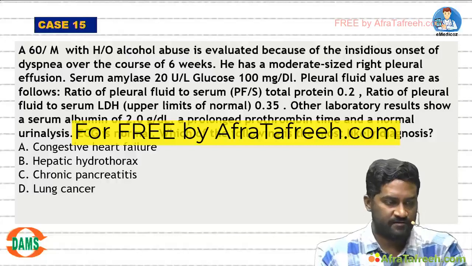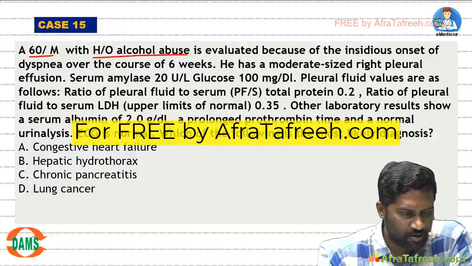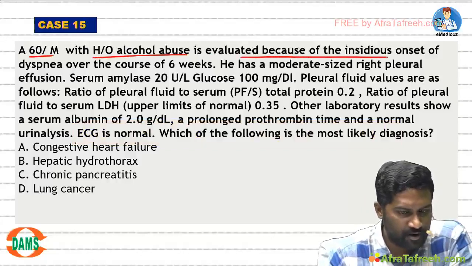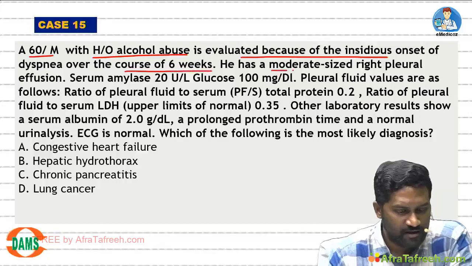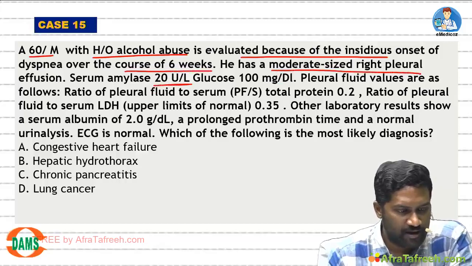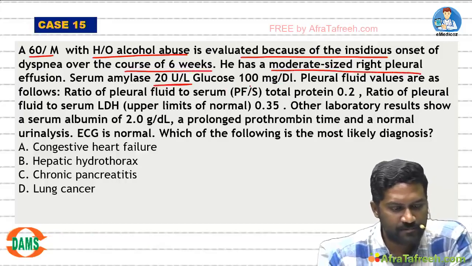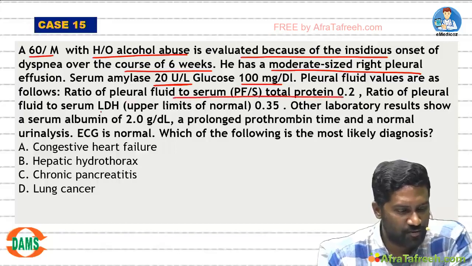Let us see this case, students. A 60-year-old male with history of alcohol abuse is evaluated because of insidious onset of dyspnea over course of 6 weeks. He is having a moderate right pleural effusion, serum amylase 20 units per liter, glucose, pleural fluid values are given. His protein ratio is 0.2, LDH ratio is 0.3.